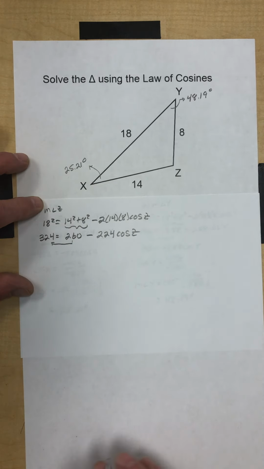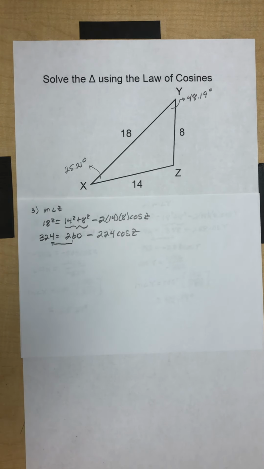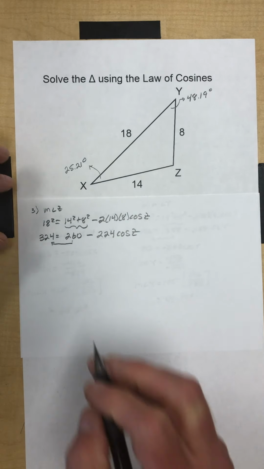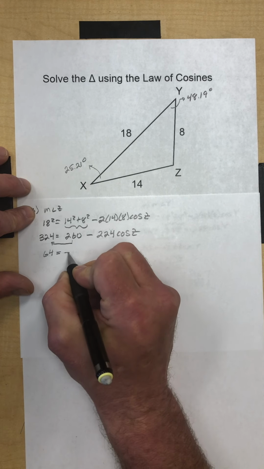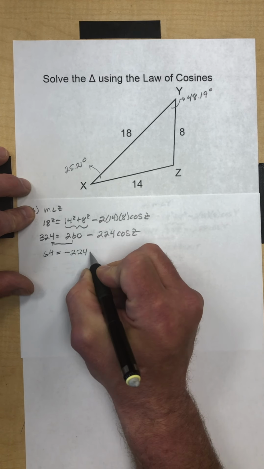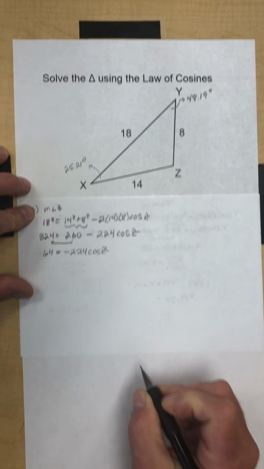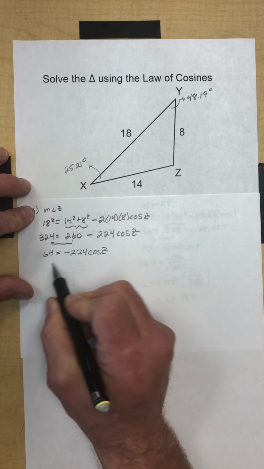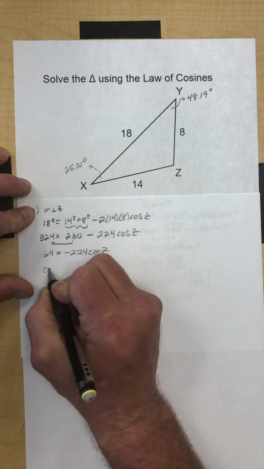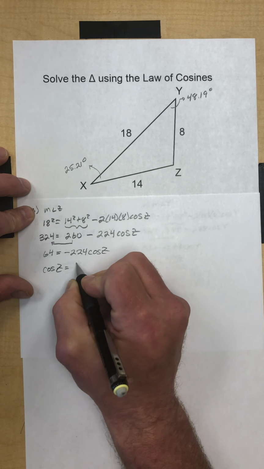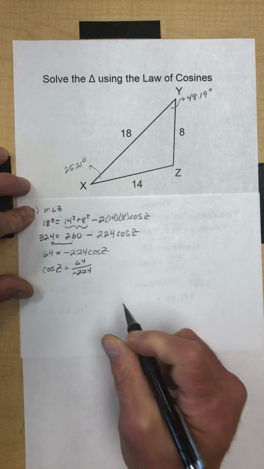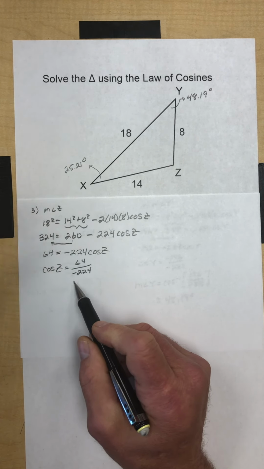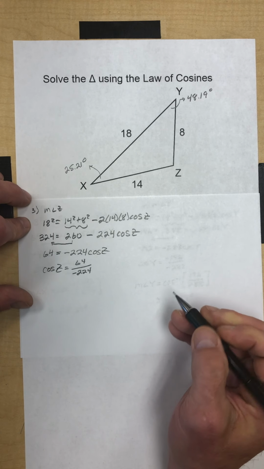So again, I've got to isolate cosine of Z, so we subtract 260 from both sides. So 324 minus 260 gives me a positive 64. Don't forget the negative sign: negative 224 cosine of Z. So now I have to divide both sides by negative 224. So the cosine of Z is 64 divided by negative 224. Now notice you don't have two negatives, so they don't cancel each other out. So you have to hold on to that negative.